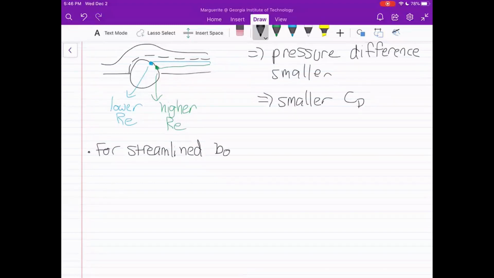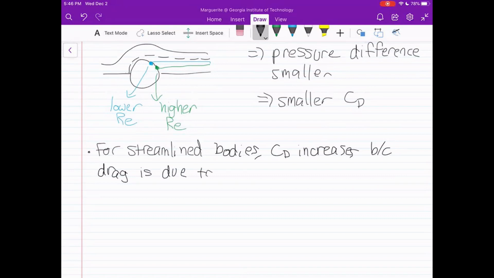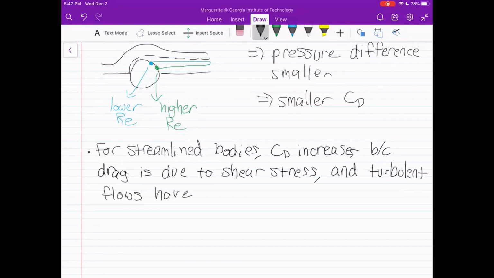So for streamlined bodies, CD increases because the drag is due to shear stress, and turbulent flows have greater shear stress.